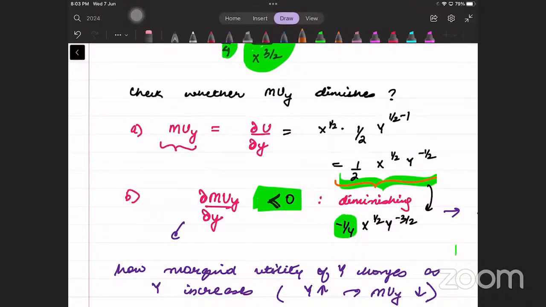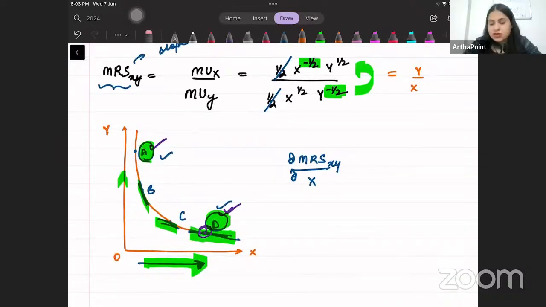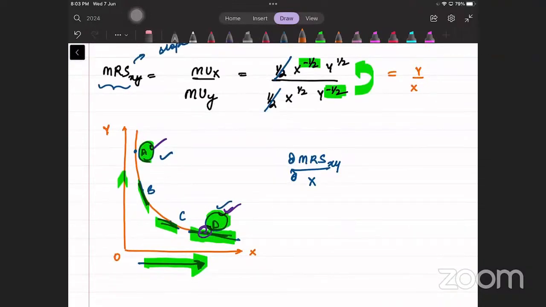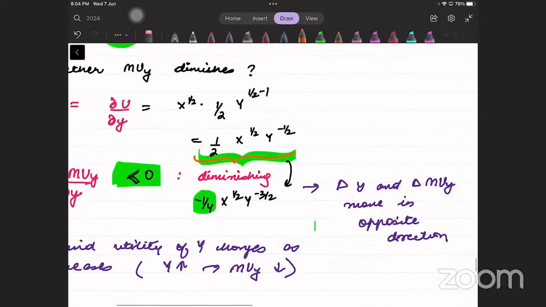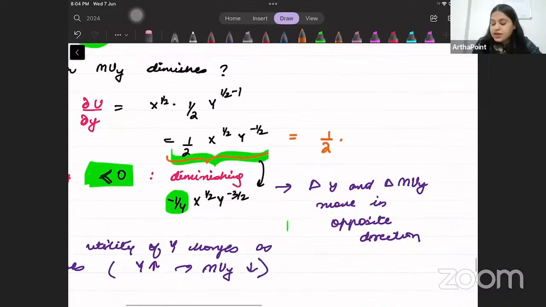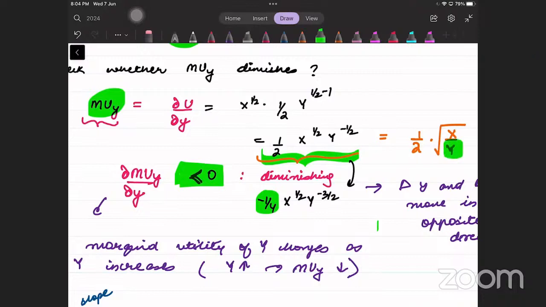Correct. And if we are moving on a graph from left to right, then x is increasing and y is decreasing. Correct. And if we are applying that same condition on the marginal utility of y, it shows that the marginal utility of y is increasing. How? In the numerator we have x and it is increasing, and in the denominator I have y. So when I talk about marginal utility of y, I will always ask how it changes as y changes, not as x changes. So yeah, that's what I was asking you.